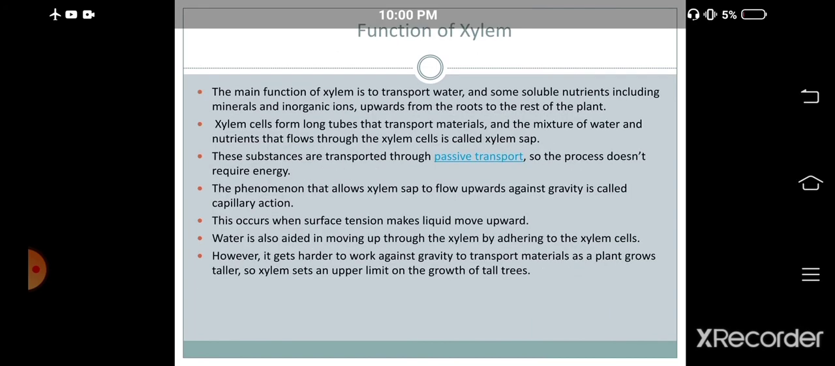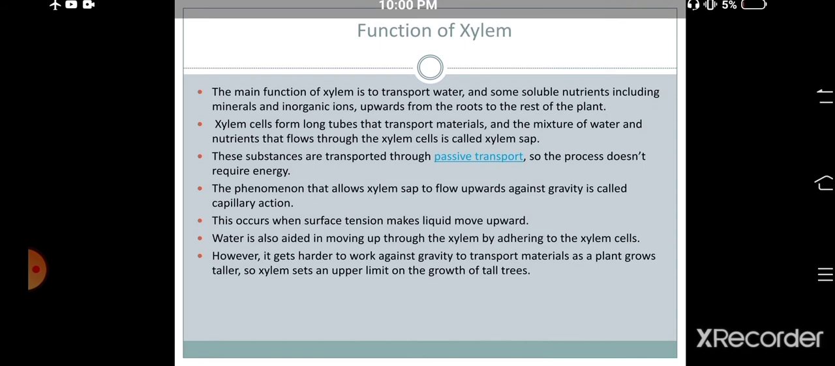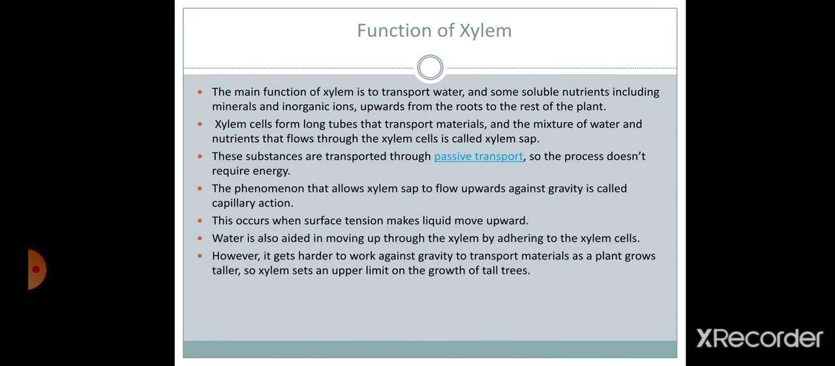Coming to the functions of the xylem. Okay, so the xylem mainly helps in conducting the water as well as the solutes. Also they store food materials in the form of starch, fats, tannins, crystals or various substances may also occur in these cells. Okay, so the xylem also helps in mechanical support. They provide strength, rigidity and support to the plant organs.